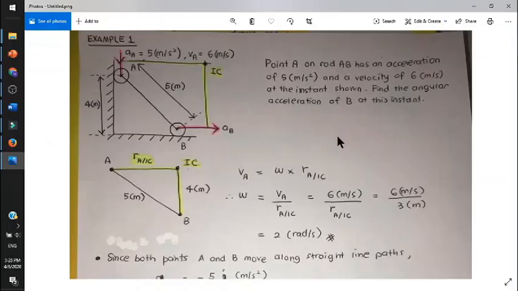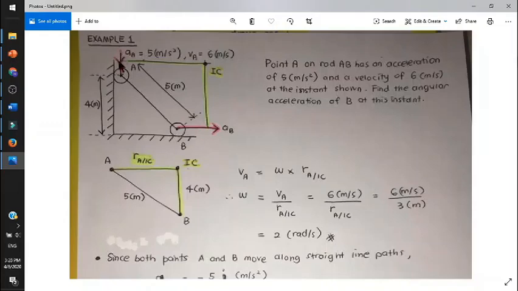Alright, so now I will explain the solution of example 1. Point A on rod AB has an acceleration of 5 meters per second squared and a velocity of 6 meters per second at the instant shown. Find the angular acceleration of B at this instant. So I already drew the system here. So you have point A and point B.